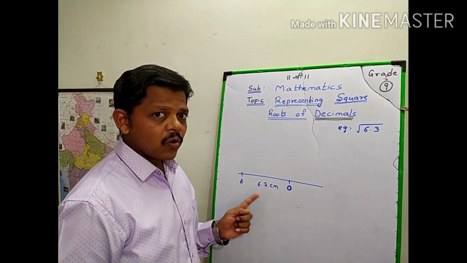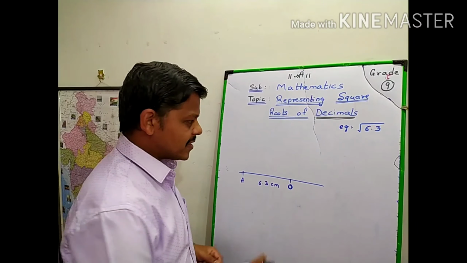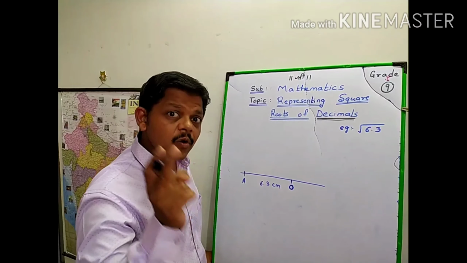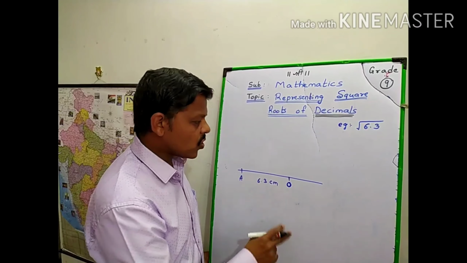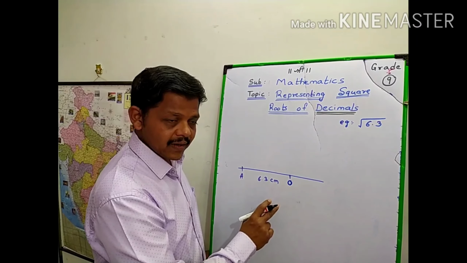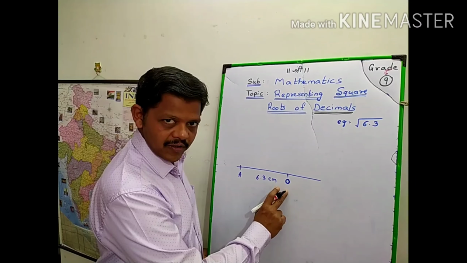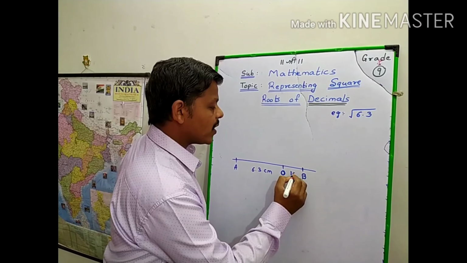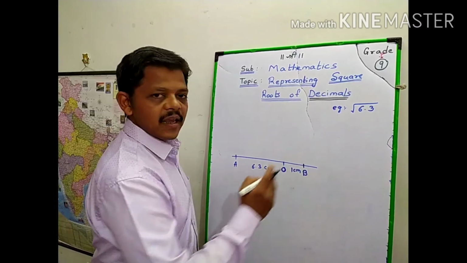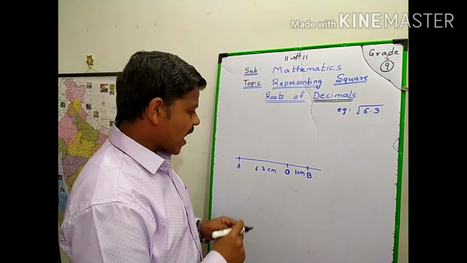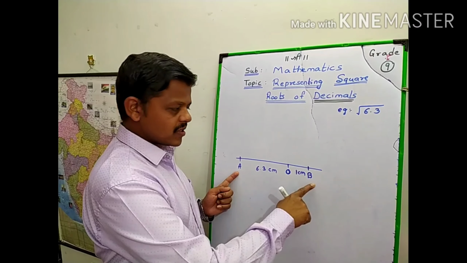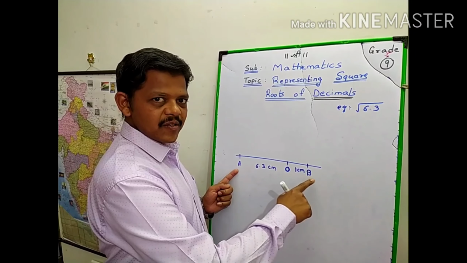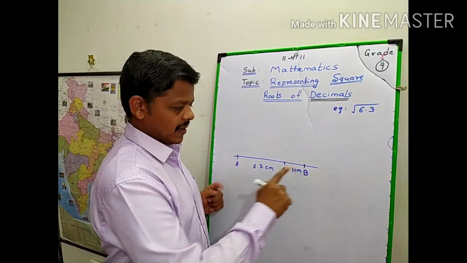In your books, some different notations are given. You will follow these steps very nicely. This O is going to become our origin, 0. So name this as O, correct? After taking 6.3, the next step, what you can see on the screen right now, is to mark a point B at 1 centimeter extending AO, correct? So now this AB has become how much? 6.3 plus 1, 7.3, correct?